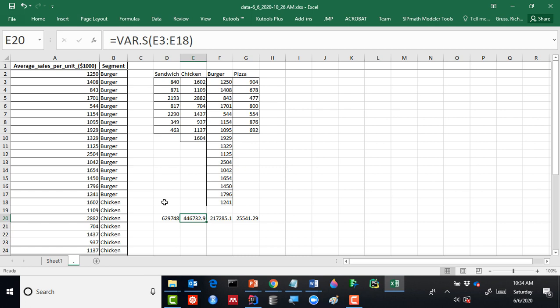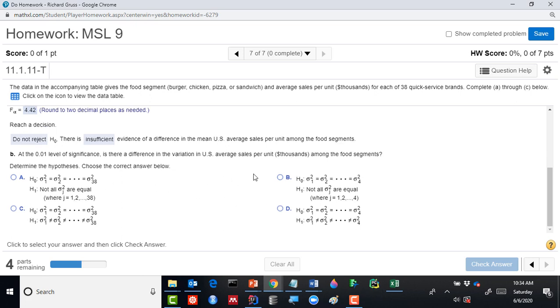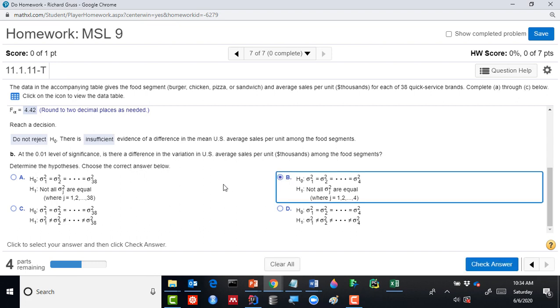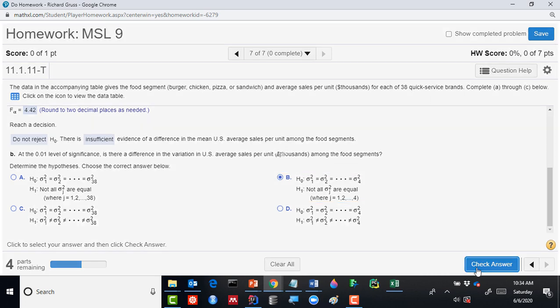I can't really do it by eyeballing it. It seems like there would be a difference, but we need to be statistically rigorous about this. So we're going to go ahead and do the Levene test, which starts with the null hypothesis that the variances are all equal, and the corresponding alternative hypothesis is that they're not all equal.